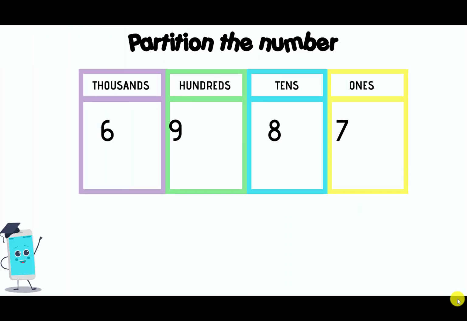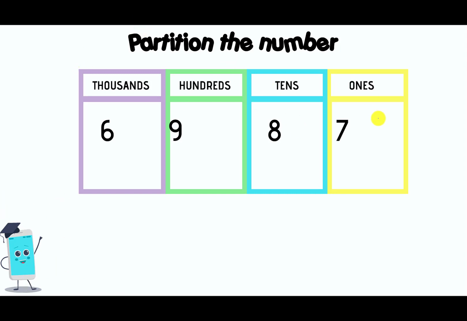For the next activity, we're learning to partition the number. Partitioning is a very important skill and it will help you out with lots of things as you go up through Key Stage 2. It's going to help you with calculating more complicated numbers and all sorts. So it's a very important skill to understand. When you partition something, to partition it means to separate it. So you're just going to separate each of your digits.